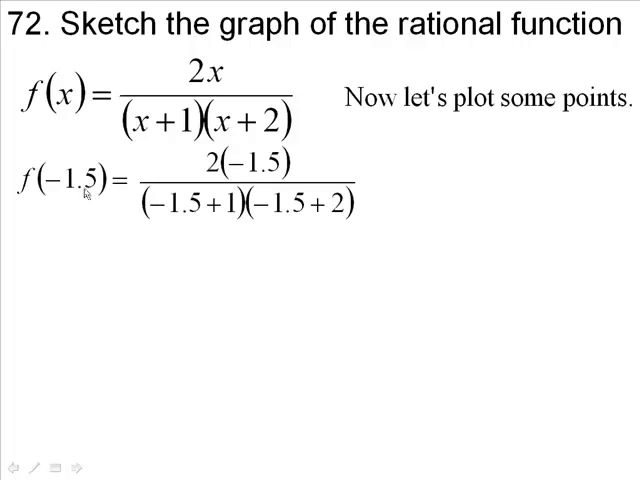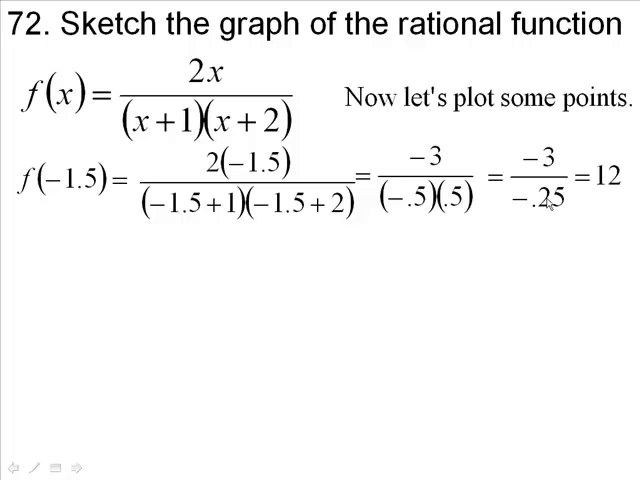F of negative 1.5, that's in between these two numbers here. Okay. You have 2 times negative 1.5, negative 1.5 plus 1 and negative 1.5 plus 2. So at the top you have 2 times negative 1.5 is negative 3. On the bottom you have negative 1.5 plus 1 is negative 0.5. Over here you have negative 1.5 plus 2 is going to be a plus 0.5. So you're going to have negative 3 over negative 0.25, okay, which is going to be a plus 12. So we've got the point negative 1.5, 12. That's 1 point. All right, let's plug in a 0 in here.